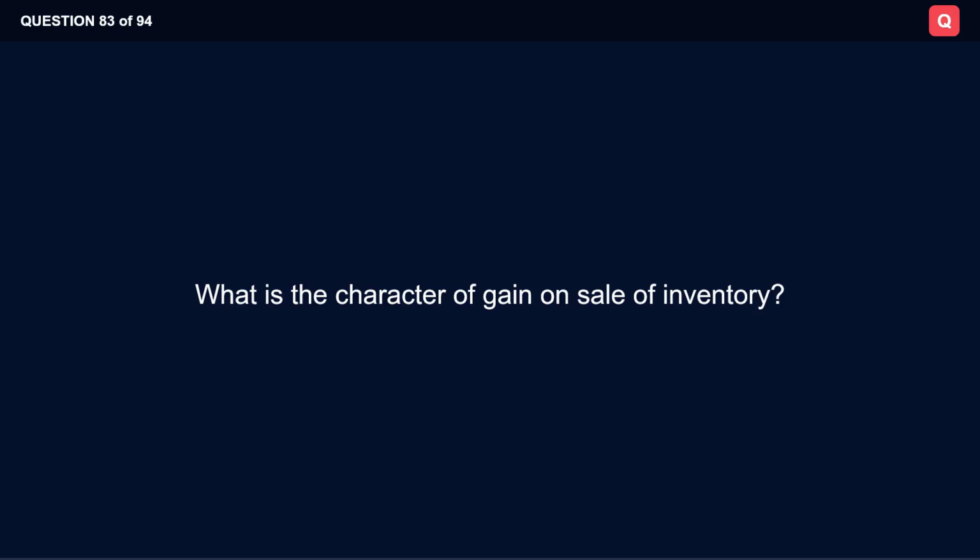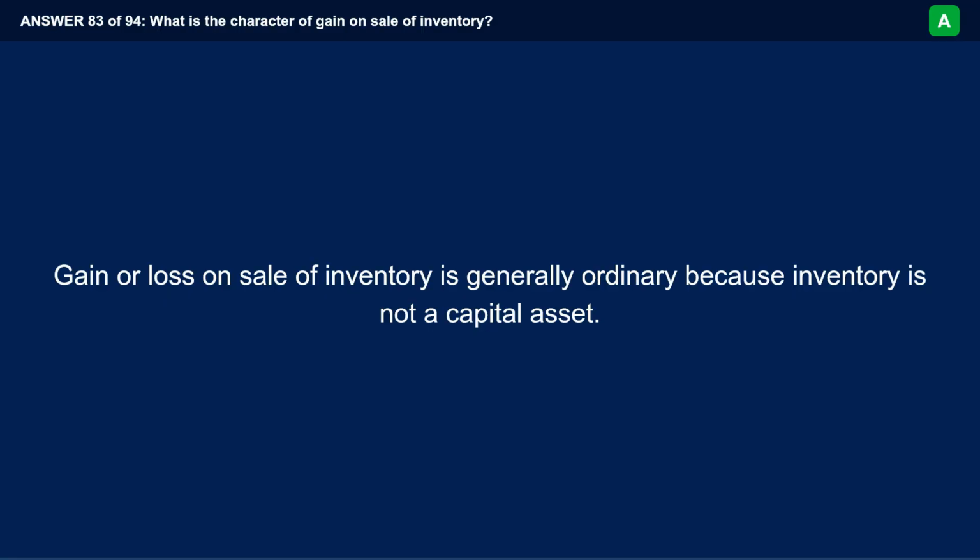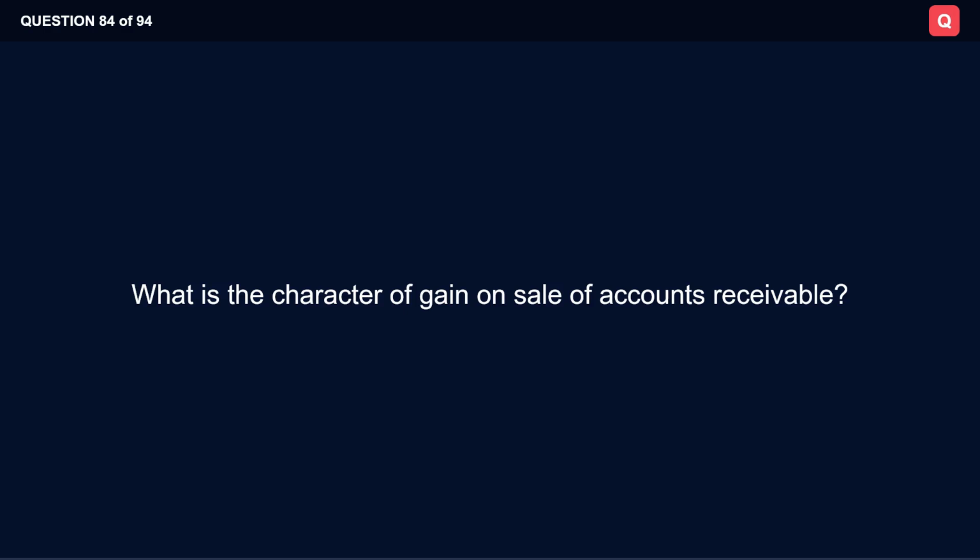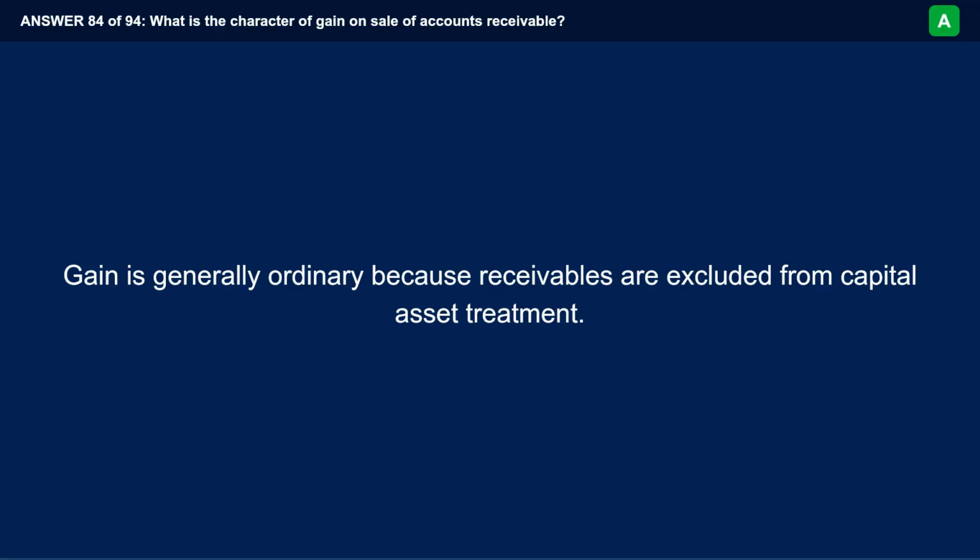What is the character of gain on sale of inventory? Gain or loss on sale of inventory is generally ordinary because inventory is not a capital asset. What is the character of gain on sale of accounts receivable? Gain is generally ordinary because receivables are excluded from capital asset treatment.